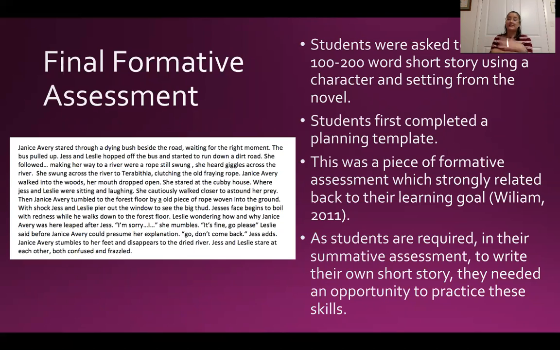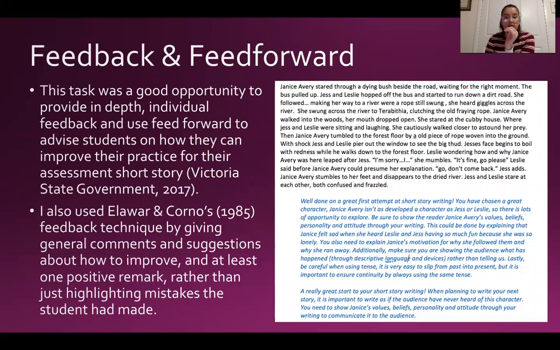So they started off with a template where they planned out their story and planned how they would represent their character. I've just got student 13's first copy that she gave to me there. Then after that, I really thought this was a great opportunity for me to be able to give some really in-depth and individual feedback to the students. Again, this is also so that they can improve their practice.